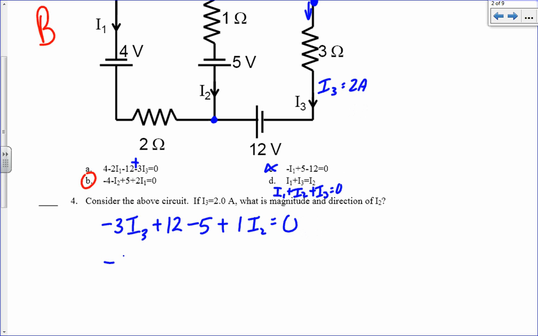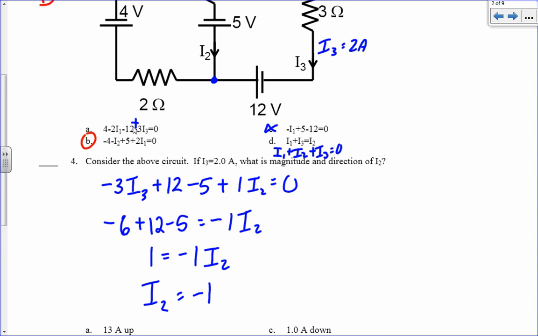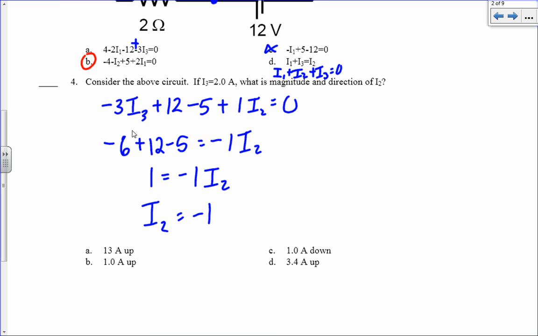This is minus 3 times 2, which is minus 6, plus 12 minus 5 equals negative 1 I2. 12 minus 6 is 6 minus 5, so 1 is equal to negative 1 I2. So I2 equals negative 1. All right, so it has to be 1 amp. I2 is initially given as down. That means it has to be up because it's negative. So the answer is B for number 4.